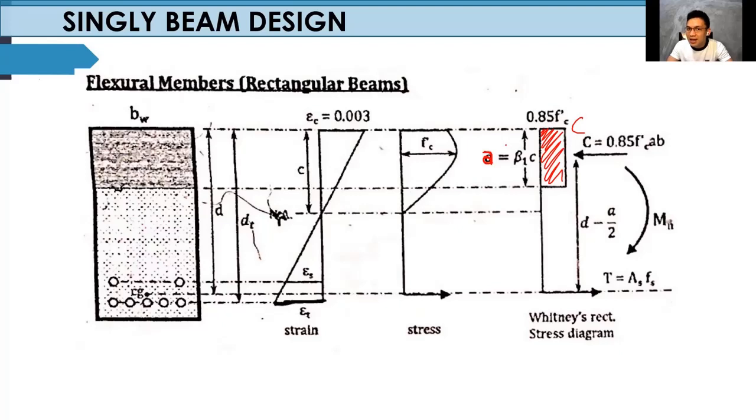So, the height of our compression block is equivalent to beta times C, which is our C kanina is this one, di ba? So, beta times C. So, mamaya, we will tackle about our beta. So, nasa NCP natin yan kung ano yung values ng ating beta. Basta tandaan nyo, beta times C. That is the height of our compression block.